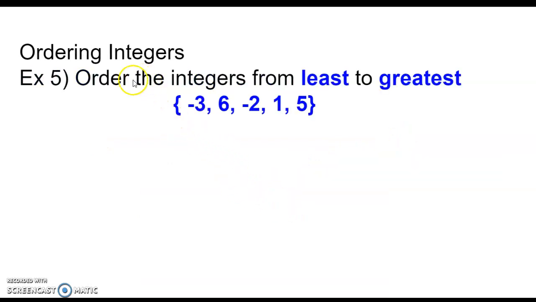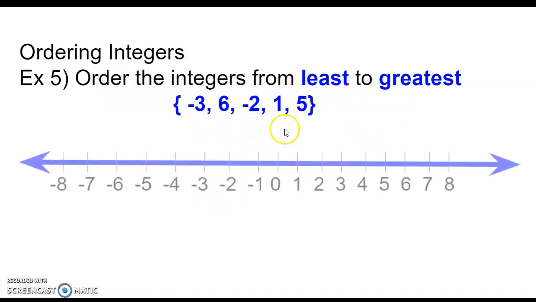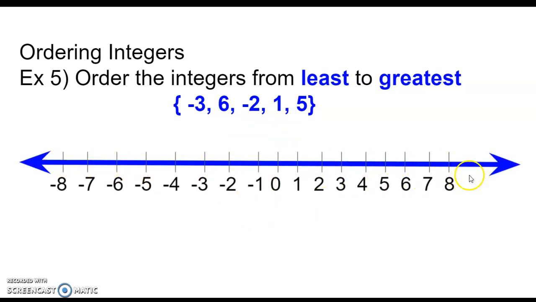All right, ordering integers. Order the integers from least to greatest. So this is the same idea, same principle. Something that might help you guys is drawing a number line. This is an easy way to visualize which numbers are bigger. So if I drew my number line here, I have -3. So -3 is right here. Then I have 6. 6 is over here. -2 is over here. 1's right here. 5's over here, right? But it says least to greatest.